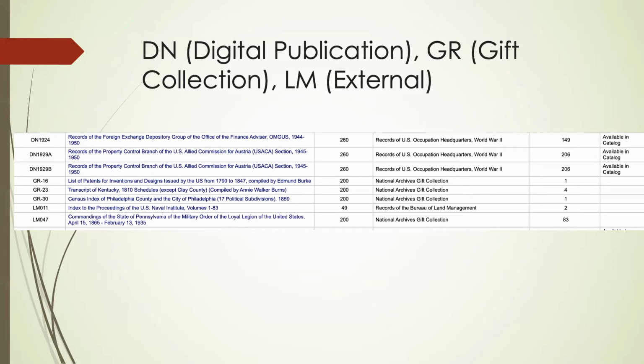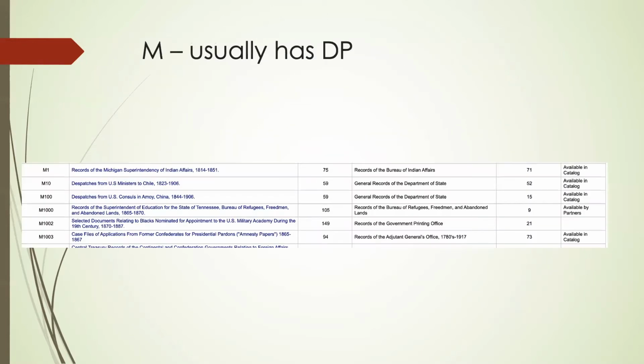GR, I think, stands for gift collection. And there are many different codes for gift collection. A gift collection is when someone gives something to the archives, and all of the gift collection things are in a separate record group. And then LM, I think, means external, because it looks like it's something that existed outside of the archives and somehow came to it, meaning I would think it belonged to the gift collection. But again, these issues really aren't important as long as you know what the title of what you're looking for is. Most publications are going to be M's or T's or P's.